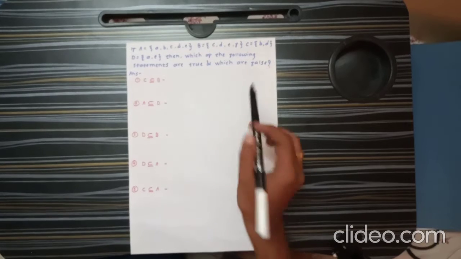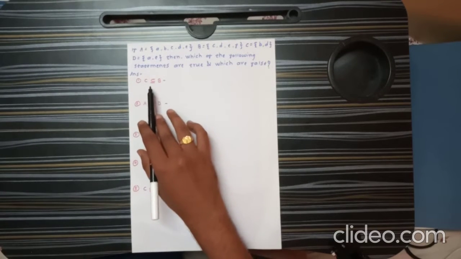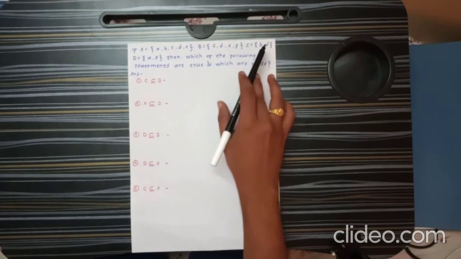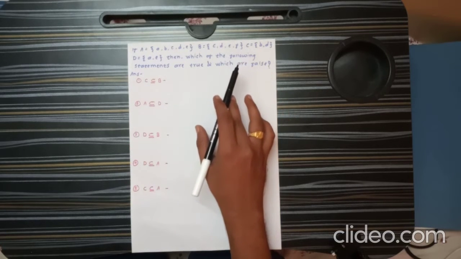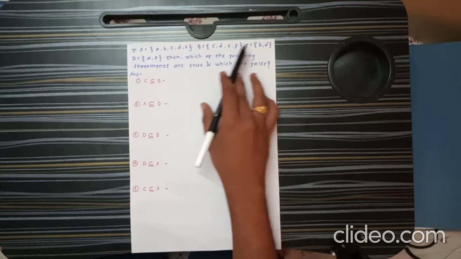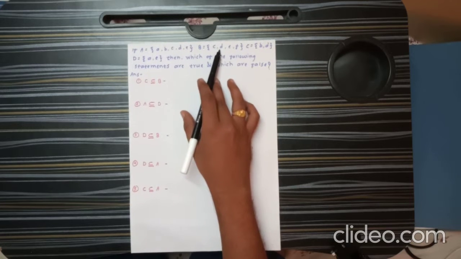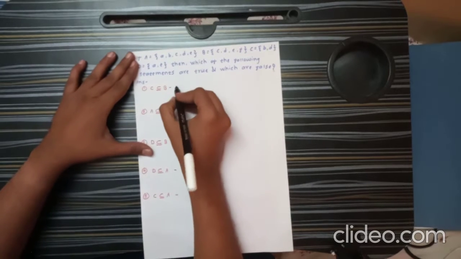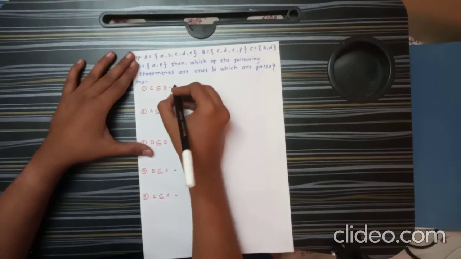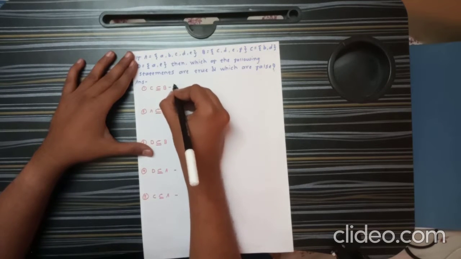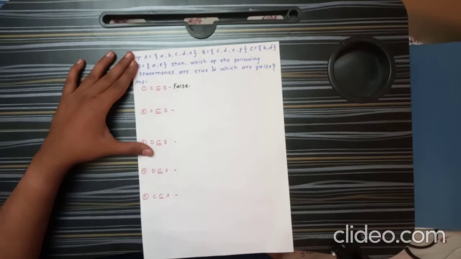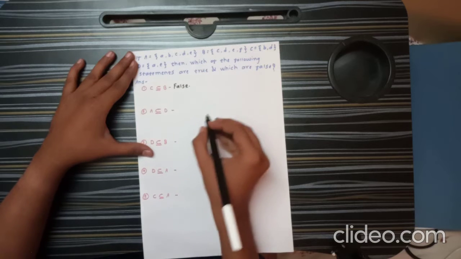I'll explain it again. Here we cannot say that set C is a subset of set B because all the elements of set C are not part of set B. Hence this statement is false. So while writing, we need to write first of all whether it is true or false. So it is false. And the reason also we have to mention.